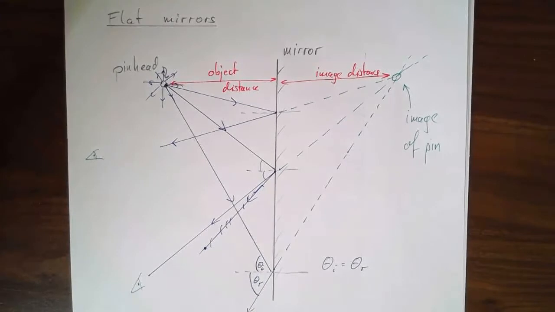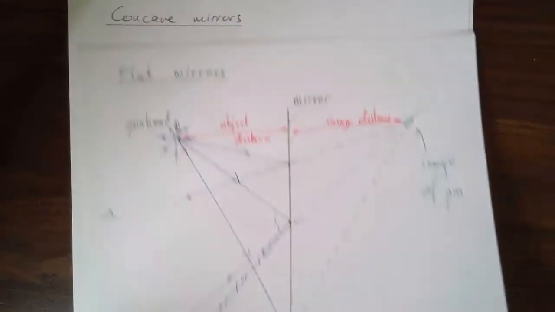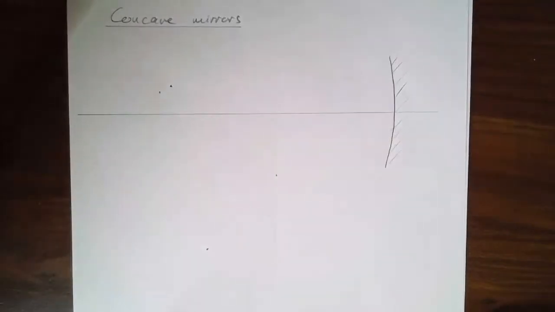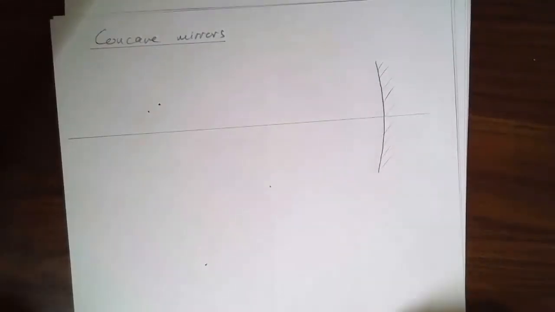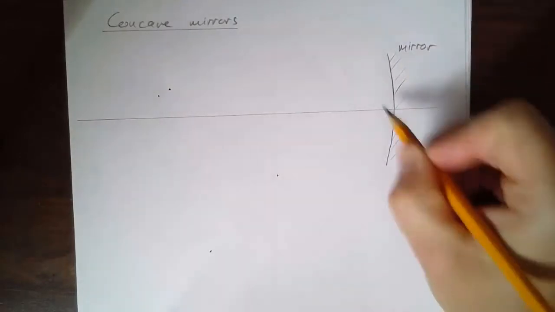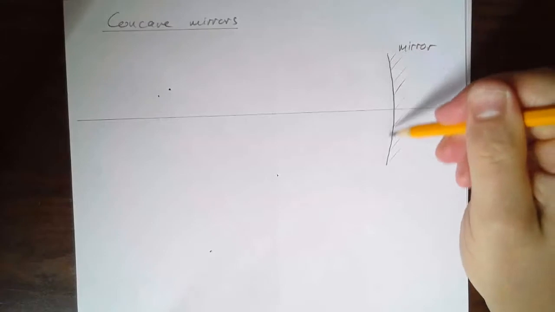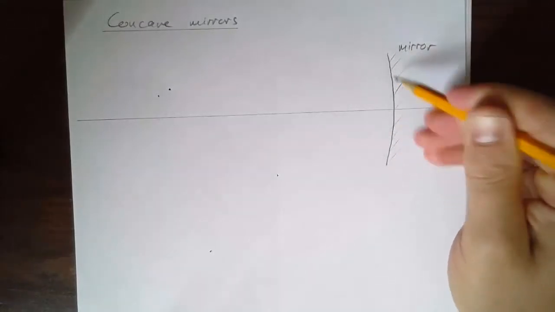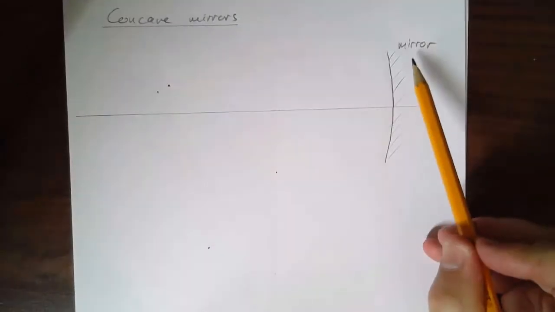But let's leave this there for now. Now let's see what happens when we have a mirror that is curved. I'm going to start by imagining I put a mirror. This is my mirror back here. It's sort of like the inside of a spoon. So it's sort of bent, and the reflective side is on the inside here. Like the inside of a spoon would be a good example. We call this a concave mirror.